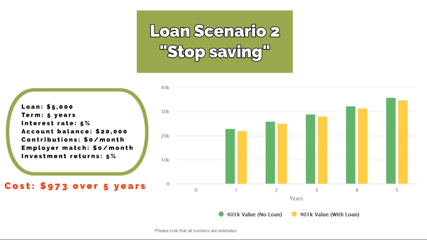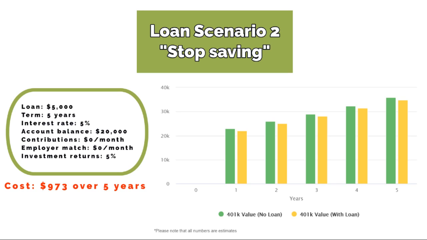Scenario 2 is what we see quite often. It's when a person takes a loan and then stops saving in their retirement account. So we see the same setup, $5,000 loan over 5 years, 5% interest rate, but zero contributions and zero match going in each month. Things were already tight financially for this person, and now they have to make a loan payment from each paycheck, and stopping their contribution can cost them upwards of $1,000 over 5 years.